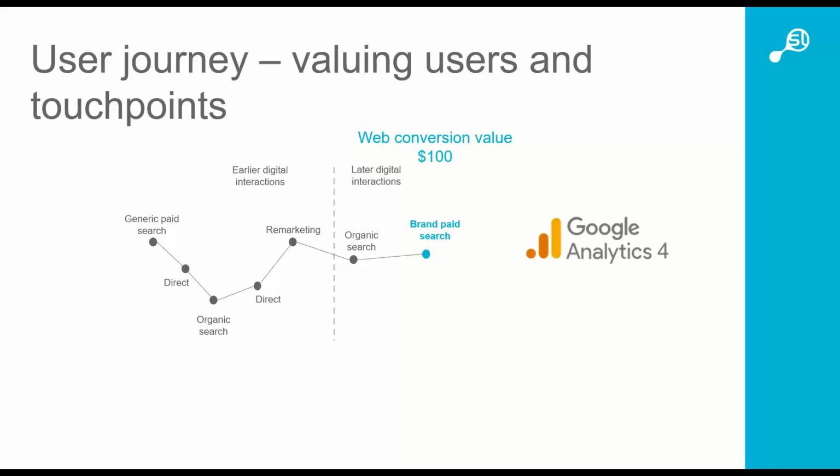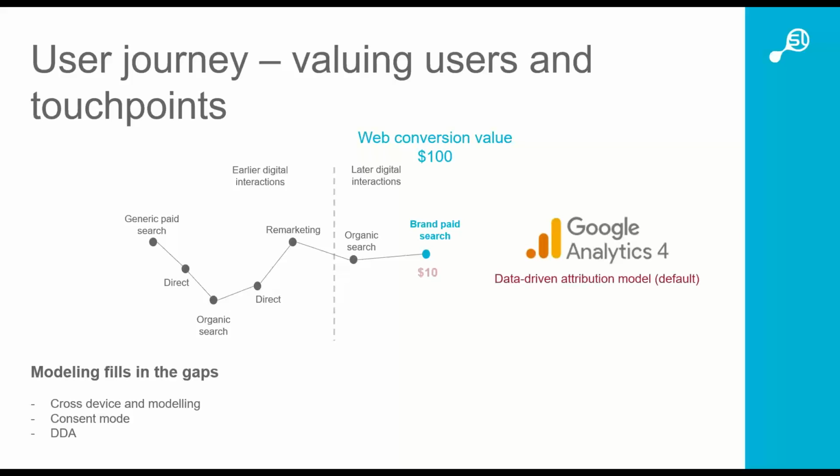So if we look at this exact same scenario in a Google Analytics 4 measurement makeup, we can see that the earlier interactions are being accounted for, and that's because modeling is filling in the gaps. So, for the reasons that Paul explained before, consent mode, cross-device and modeling, and DDA are helping us understand what's actually happened.